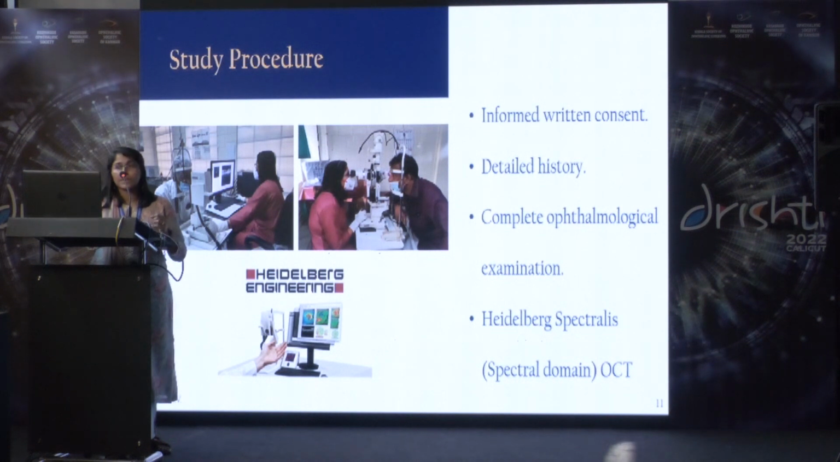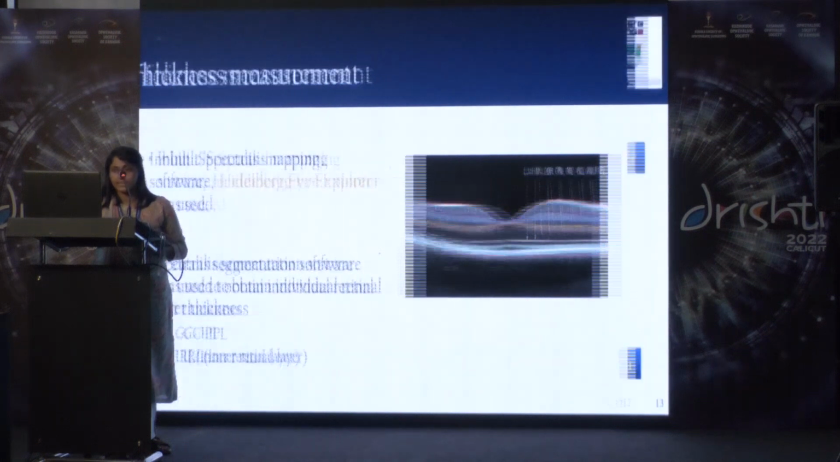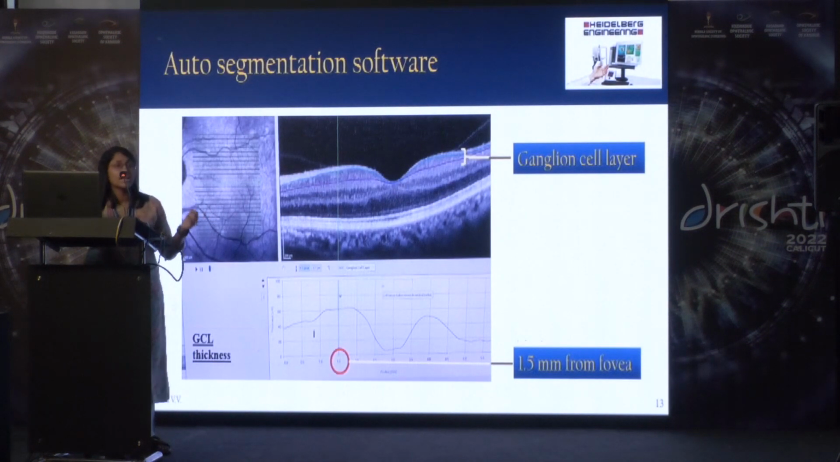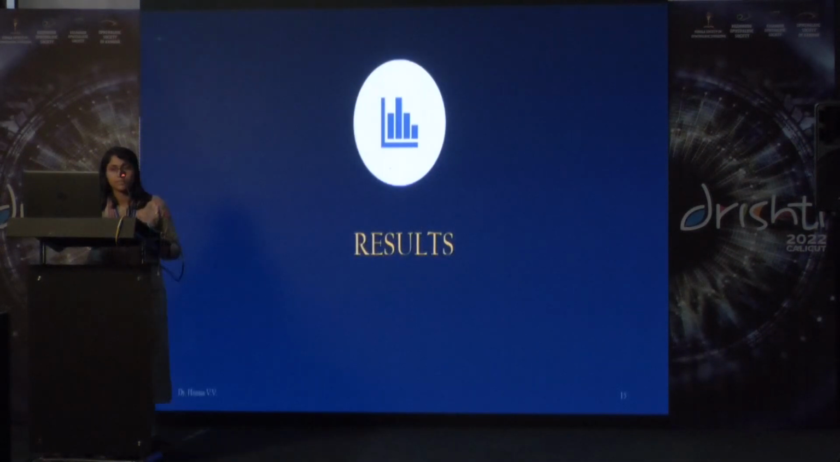Heidelberg Spectralis spectral domain OCT machine was used to measure the thickness of the retinal layers. Inbuilt Heidelberg Spectralis auto-segmentation software was used to identify the ganglion cell inner plexiform layer and inner retinal layer thickness. This is the auto-segmentation software we used. The measurements were taken 1.5 millimeter from the fovea. Statistical analysis was done using chi-square test and Mann-Whitney U test.